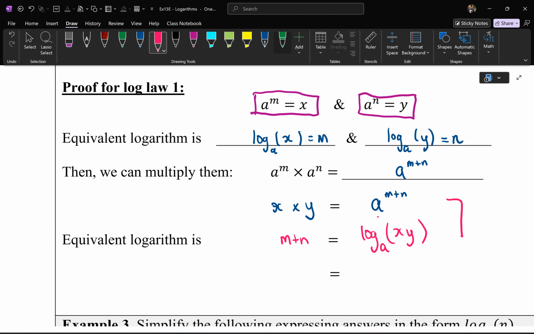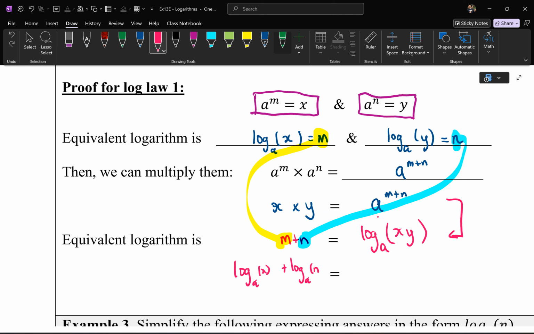Okay, this step here was key. That's the conversion. So if you understood this part of the conversion, try to see it in this way as well. Once you can see that, now you're pretty much at the home stretch. M is here, N is here. So if you replace M and N, this is how you get rule number 1. Rule number 1 comes from log A of x plus log A of y is equal to log A of x times y.